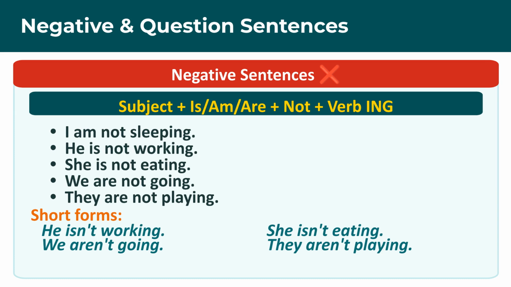Negative sentences. Subject plus is, am, or are, plus not, plus verb-ing. I am not sleeping. He is not working. She is not eating. We are not going. They are not playing. Short forms. He isn't working. She isn't eating. We aren't going. They aren't playing.